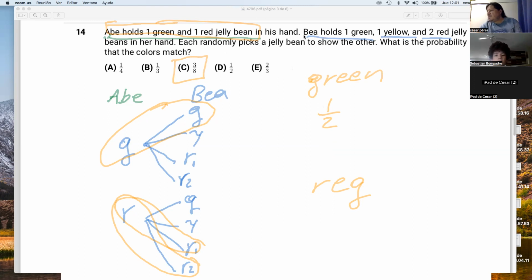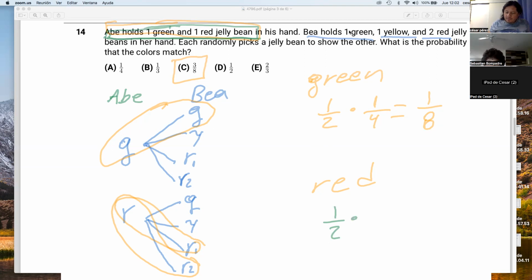And what is the probability that Bea holds one green jelly bean? 1 in 4, okay? So the probability that they match with the green jelly bean will be 1/4 over 2, 1/8. The probability that they match the red. The probability that A holds the red is 1/2. What is the probability that B holds the red?